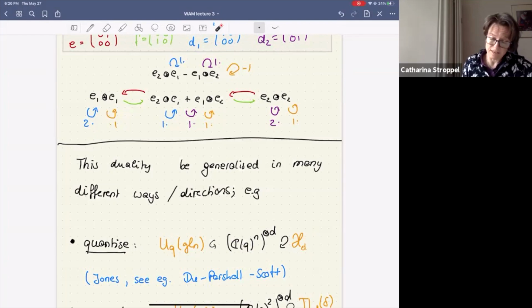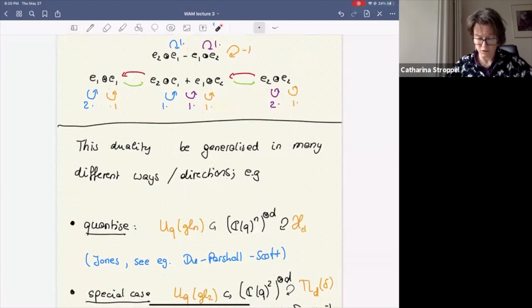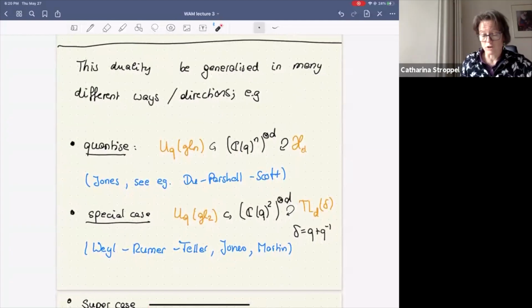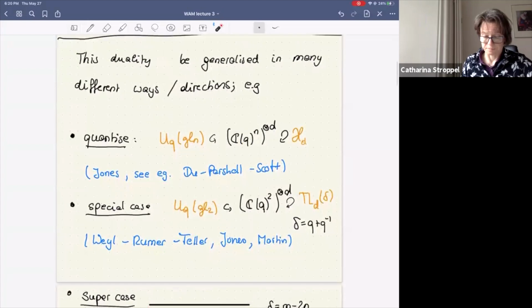On the other side, you can sneak in a little q in a GL_n version, so you get a quantized universal enveloping algebra. And again, there's a Schur-Weyl duality that these two actions commute and they generate each other's commutator. So this is an old result, which I think goes back probably to Jones and has somehow a version which works even in arbitrary characteristic and over arbitrary rings.